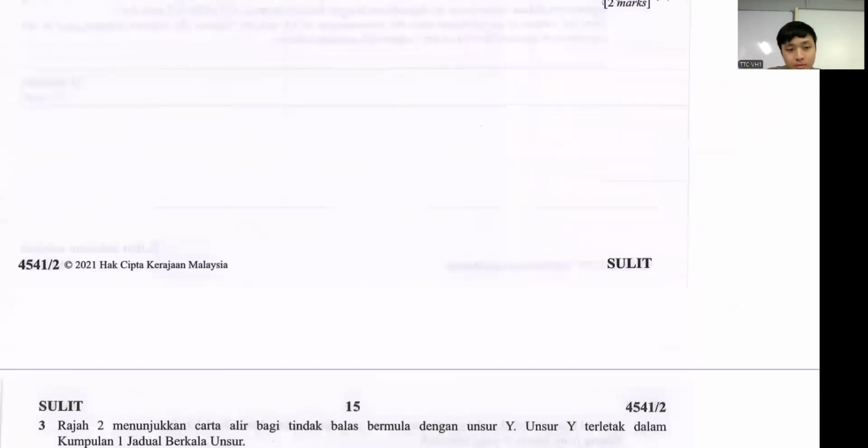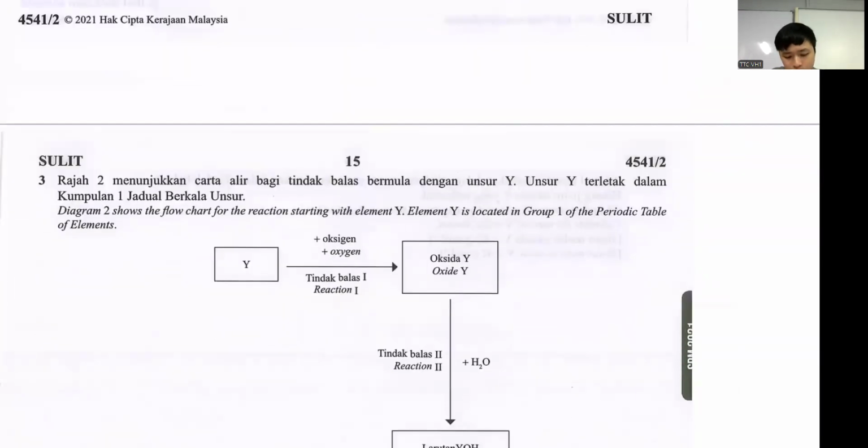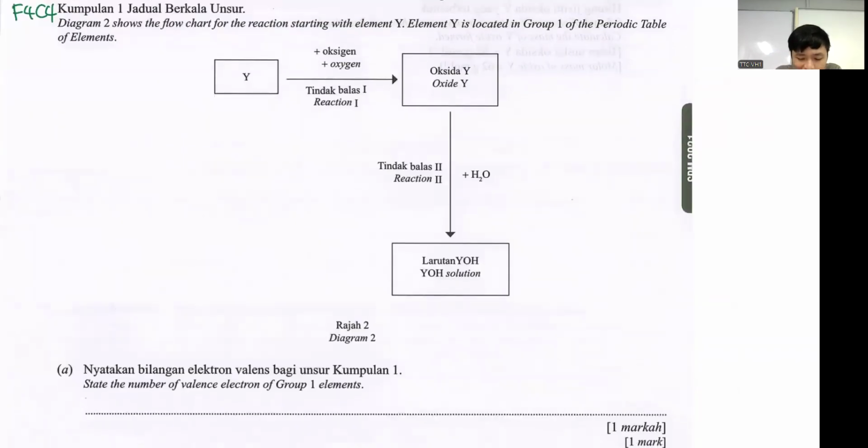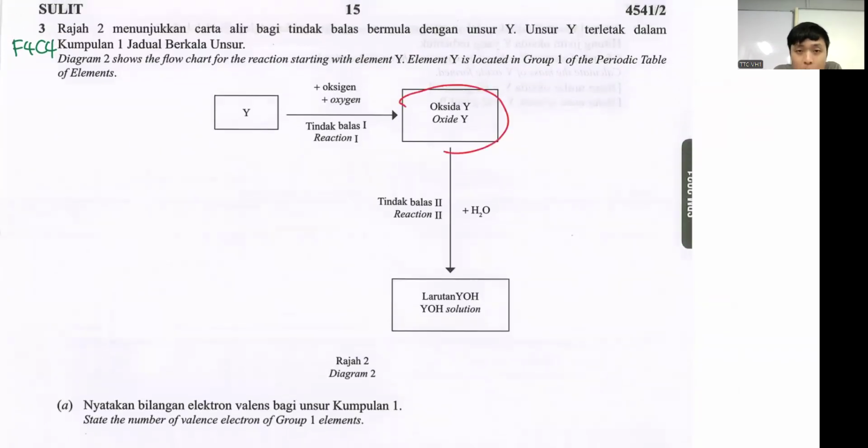Okay, move on. Question 3. Diagram 2 shows the flow chart for the reaction starting with element Y. Element Y is located, this one is Form 4, Chapter 4, in group 1 of the periodic table. So Y reacts with oxygen to form oxide Y.